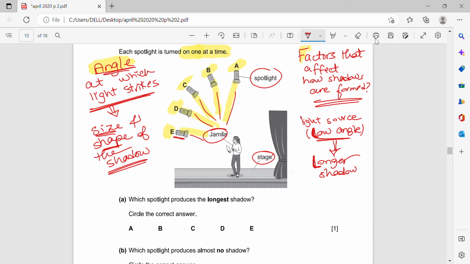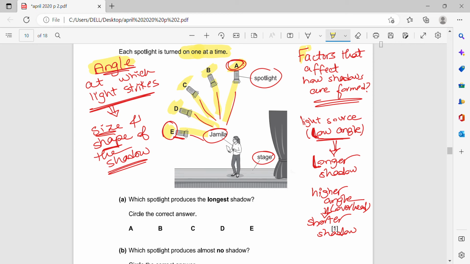طب if the light source عندي higher angle بيديني shorter shadow. كل ما كان higher angle أو overhead. يعني مين هنا هيديني ال shortest shadow؟ spotlight A ده هيدي ال shortest shadow، و spotlight E هنا هيدي ال longest shadow. يبقى تاني factors that affect how shadows are formed.